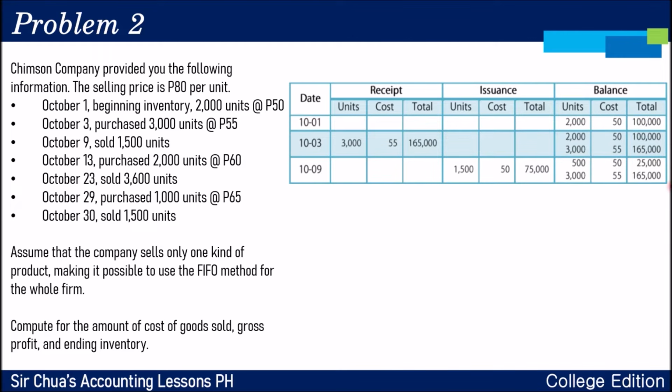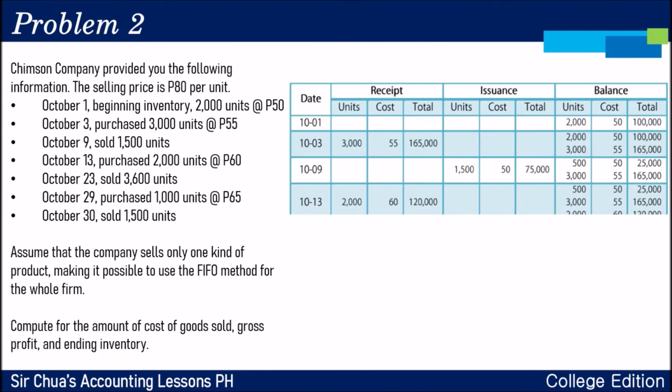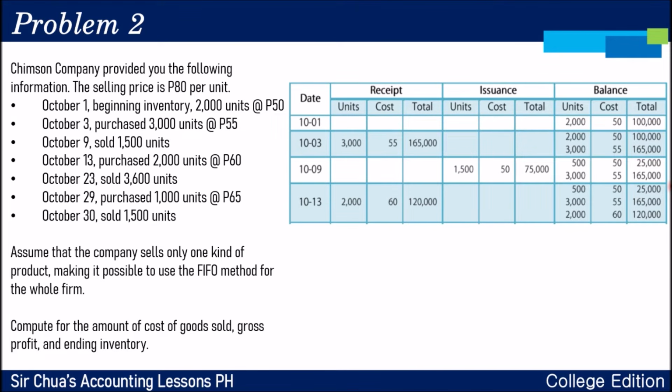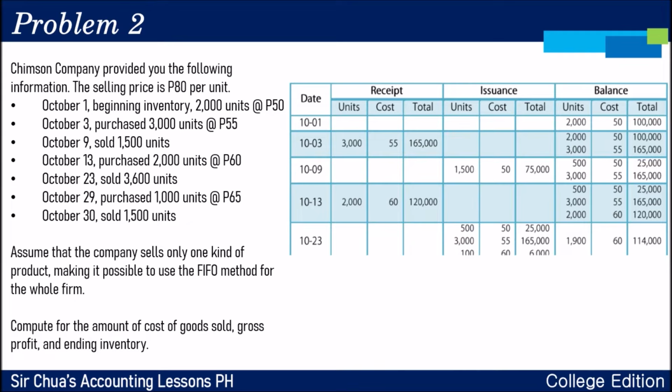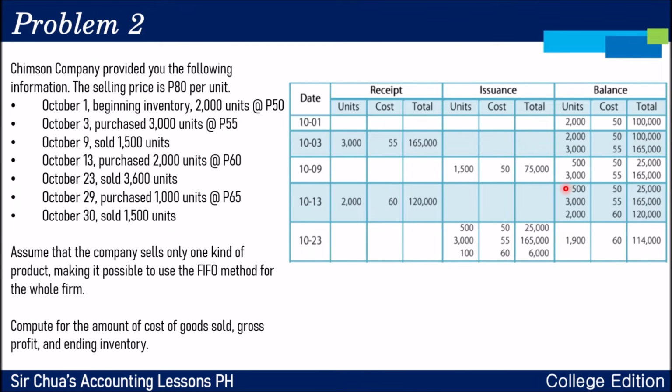Okay? Then, same procedure lang po tayo pagdating ng October 13. October 13, bumili uli ng 2,000 units, 60 pesos isa. Okay? So, tatlo na yung uri mo ng inventory. Meron kang 50, 55, tsaka 60. Nung bumili ng 3,600 units, paano mo ngayon uubusin yung 3,600 units? Galing dun sa mga balanse na meron tayo. So, ang gagawin natin, 500, ubusin mo, 500. So, 50 yung gagamitin mo doon.